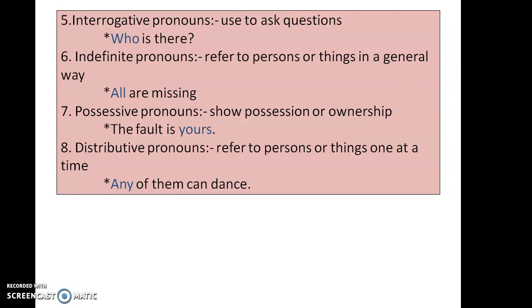Indefinite, हमें इसमें पता नहीं होता. Somebody is at the door. Anybody can make mistakes. All are missing. So they are your indefinite. जिसके बारे में definite नहीं है, जिनके बारे में हमें नहीं पता. All are missing. We don't know कि all में क्या क्या है. So that is your indefinite pronouns.